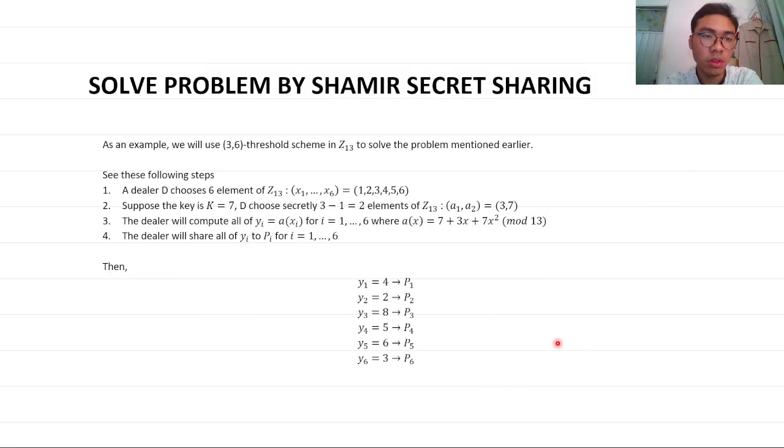So as an example, we will use a 3-6 threshold scheme in Z sub 13 to solve the problem mentioned earlier. See these following steps. They choose six elements of Z sub 13, and then suppose the key k equals 7. They secretly choose two elements of Z sub 13, which are 3 and 7, and then the dealer will compute all of y sub i, and this is the function 7 plus 3x plus 7x squared modulo 13. And then the dealer will share all of y sub i to P sub i. And these are the shares.